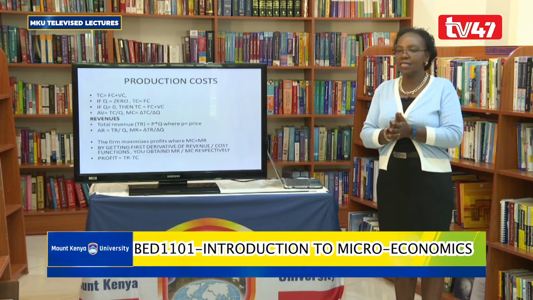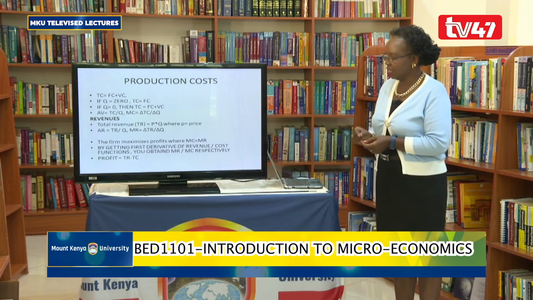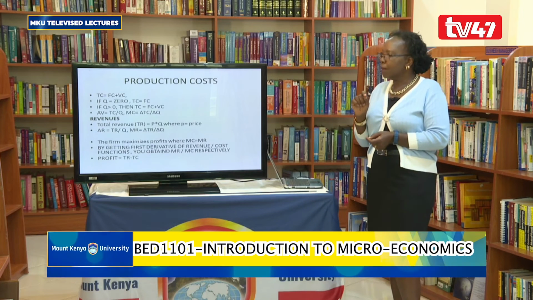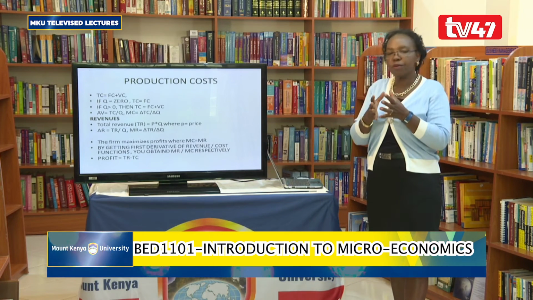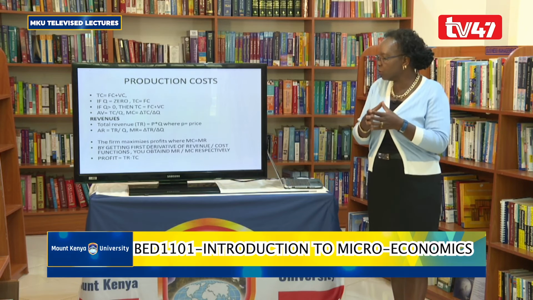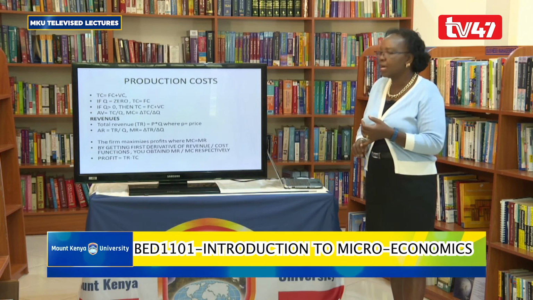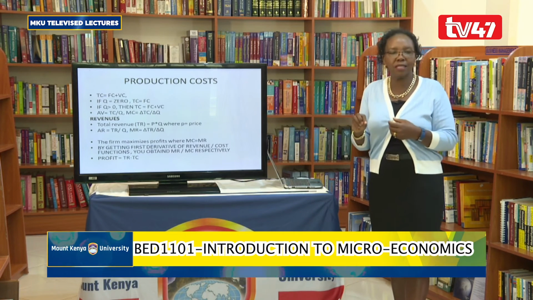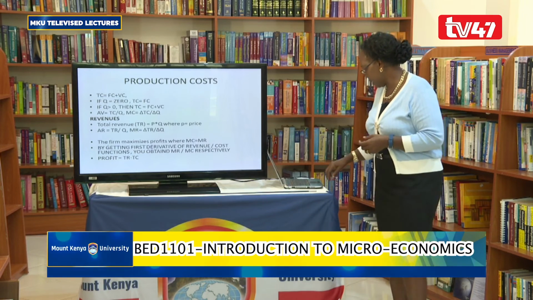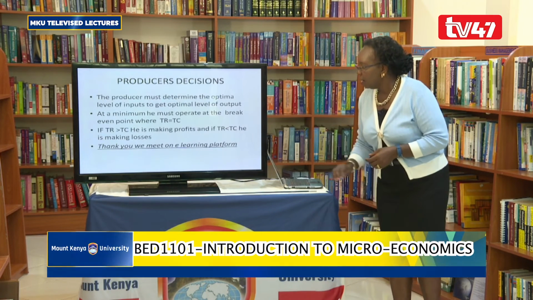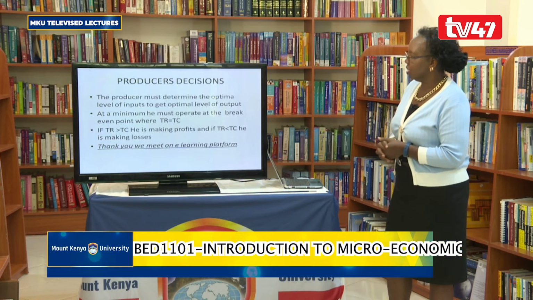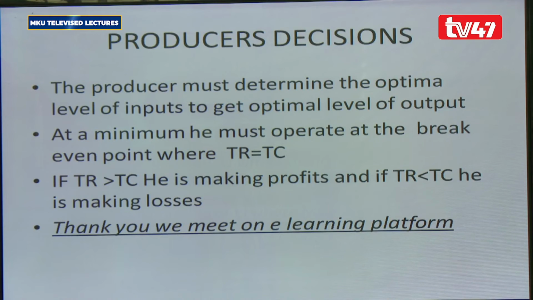Our interest in this particular lesson is that the producer must know how much Q he must produce to be able to maximize the profit, and with that Q, how much profit he is making. Now, these are the decisions that he must make. How much Q must he produce? And at that Q, how much is he making?